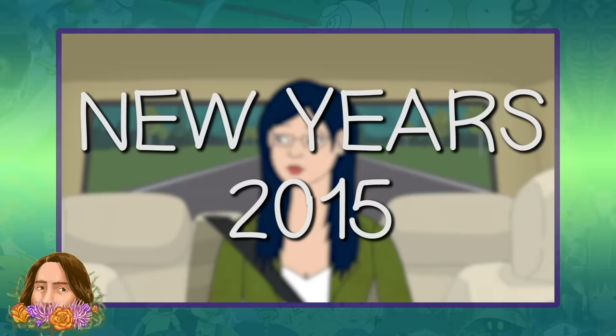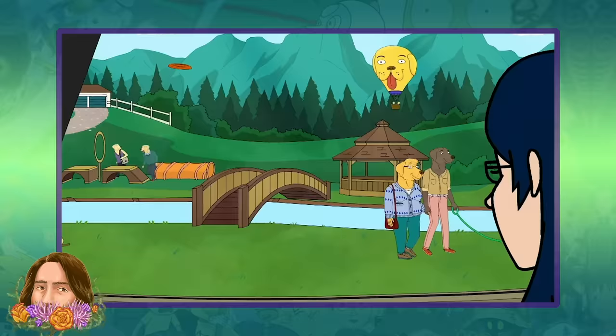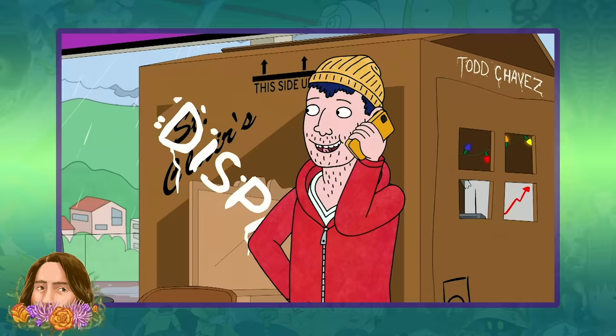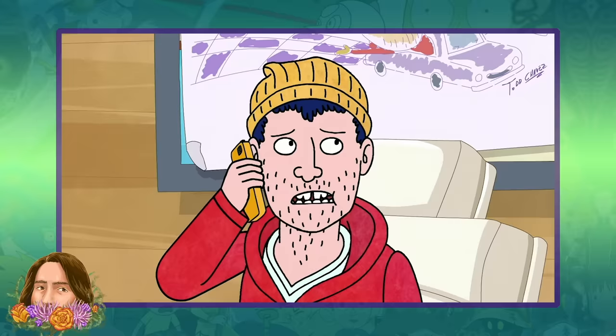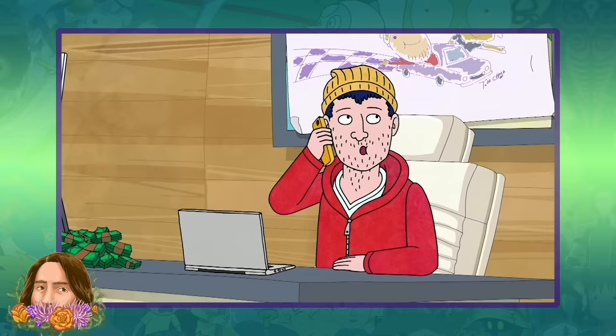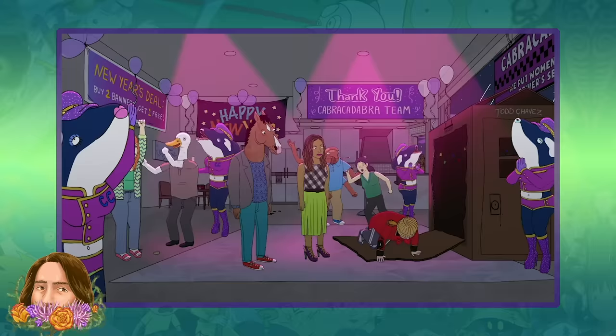For New Year's 2015, moving into 2016, Mr. Peanutbutter and Diane visit the Labrador Peninsula, where he grew up, to visit his brother, Captain Peanutbutter. While there, Todd calls PB to suggest that they start including male customers at Cabracadabra, and PB agrees. Todd later calls again to reveal that the addition of male customers was a success, except that now their women drivers don't feel safe, so Mr. Peanutbutter suggests that they find new women drivers. They end up hiring the dancers from Whale World.